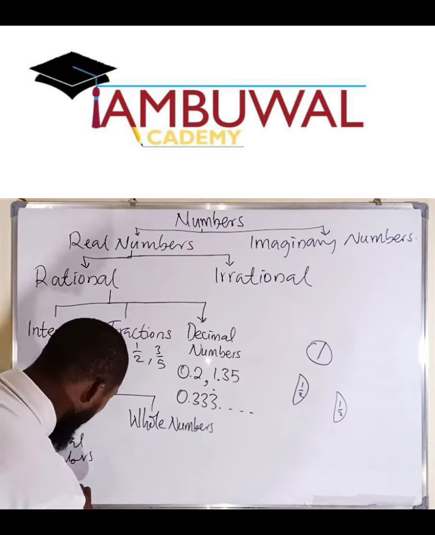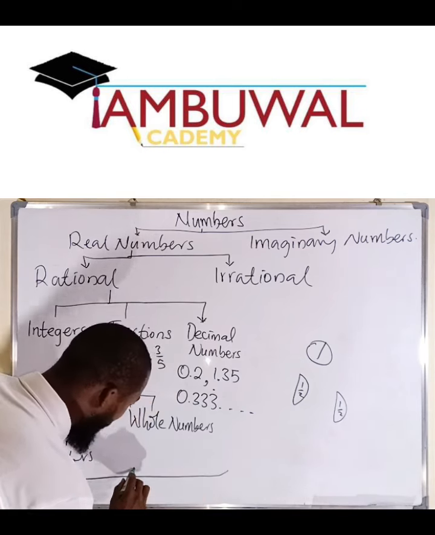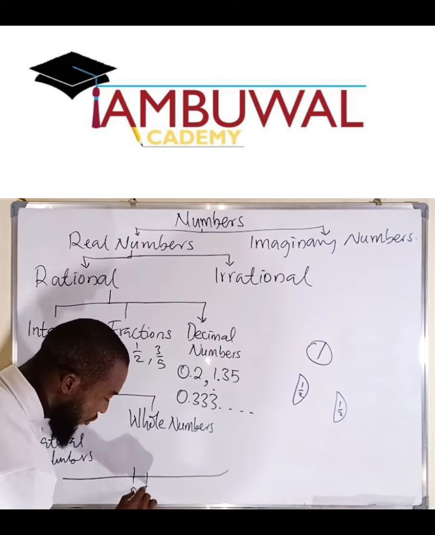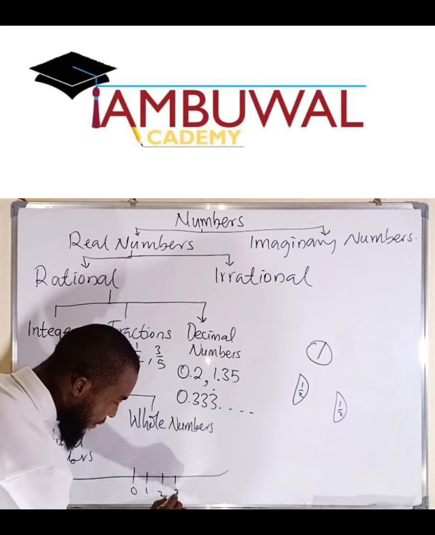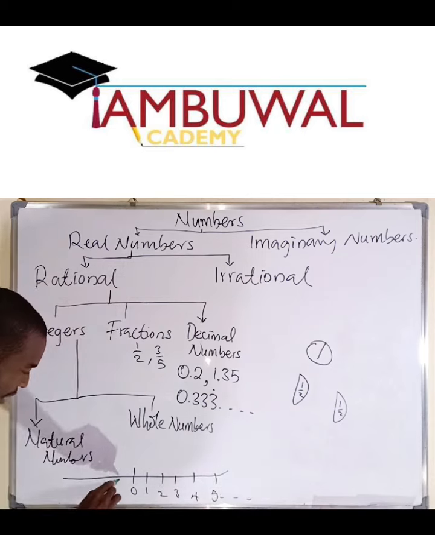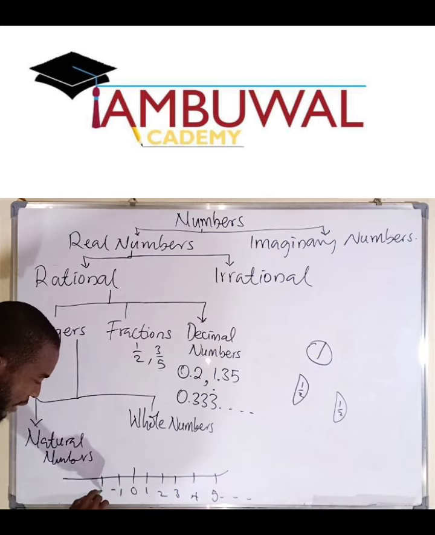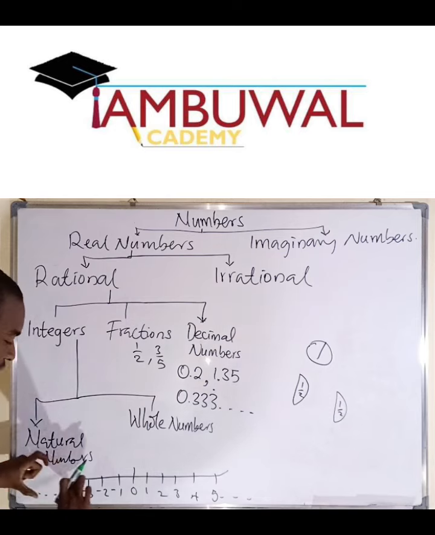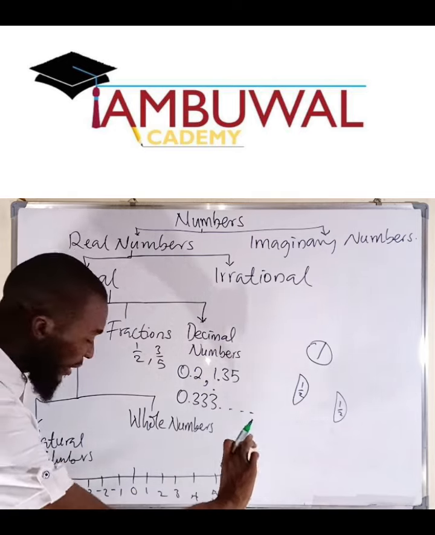So let me draw integers like this. The middle number is 0. If you go to the right, 1, 2, 3, 4, 5, and so on. If you come to the left, -1, -2, -3, and so on. This is a set of integers, right?